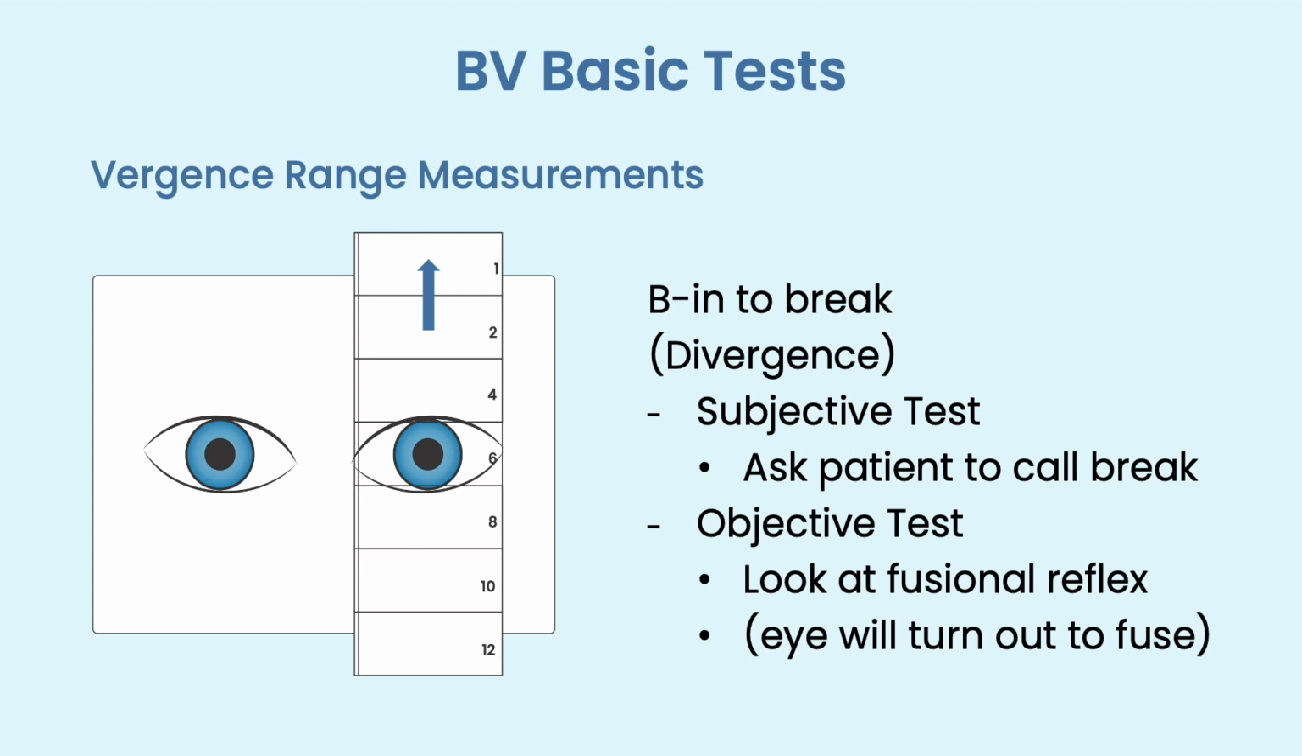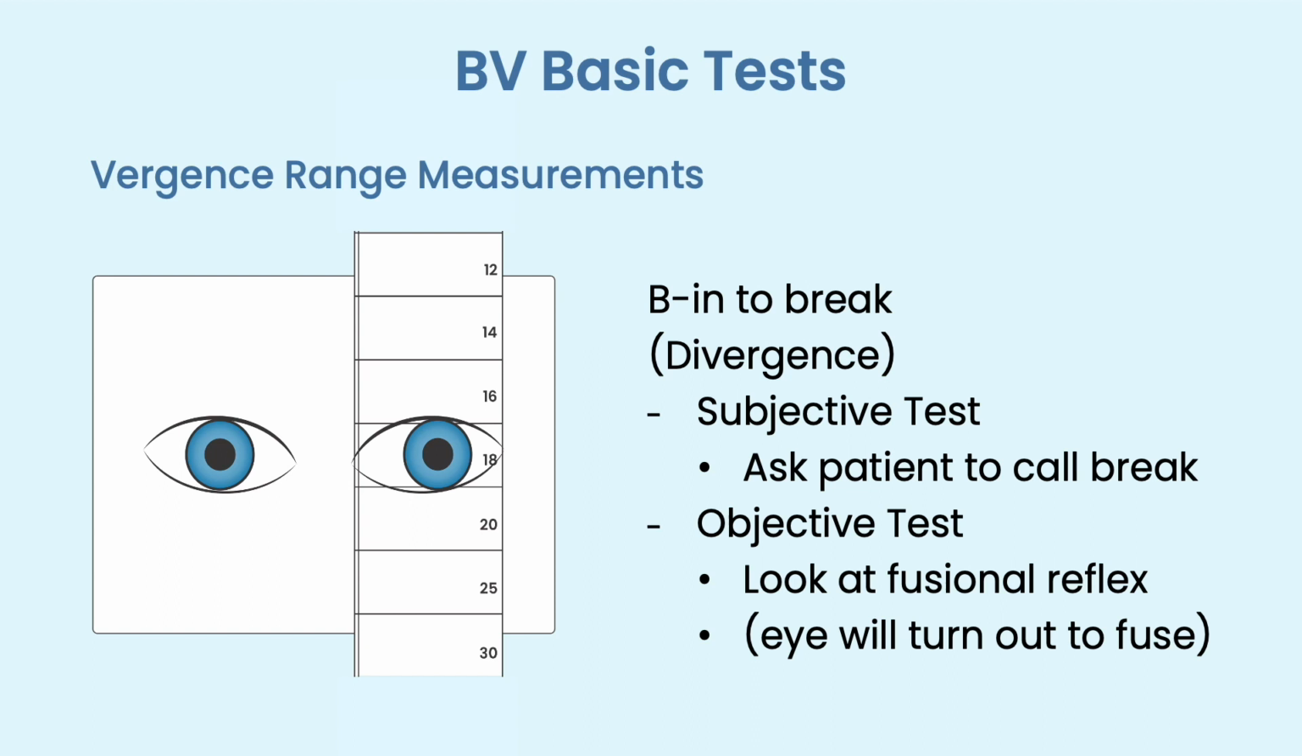With divergence, or base in, with every increase in prism, the eye will have to turn out to keep Vergence or fusion. When we get to the higher base in prisms on the bar, we are expecting the eye to be noticeably diverged. When we then go, for instance, from 16 to 18 base in, we expect the eye to diverge out a little bit more, as with every prism step, to maintain fusion.